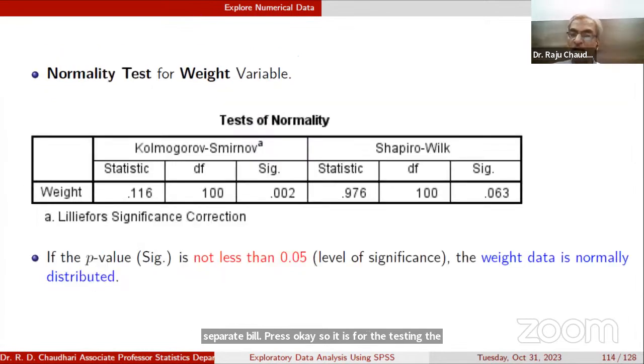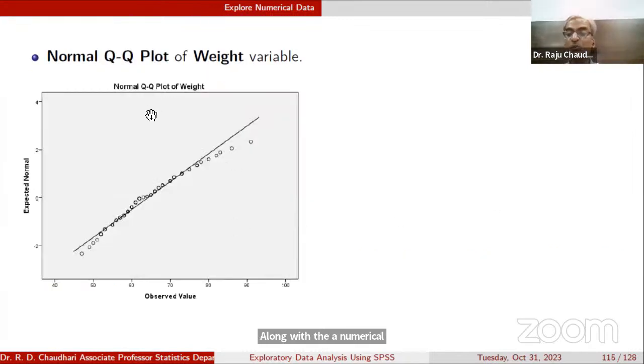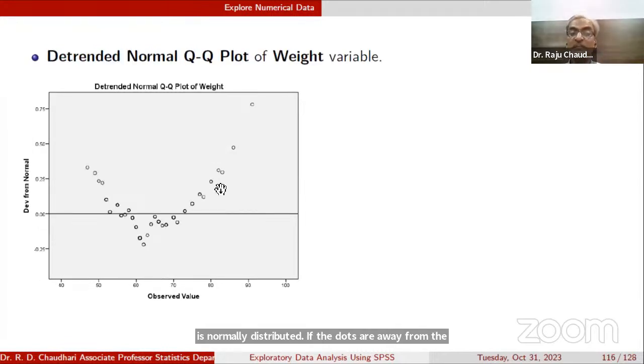Along with the numerical test, we have the QQ plot. QQ, that is quantile, right? So here, these dots are the actual observations. This is a reference line. If the dots are very close to the reference line, data is normally distributed. If the dots are away from the reference line, data is not normally distributed, right? This is just to check again in detail. So I am not going into that.